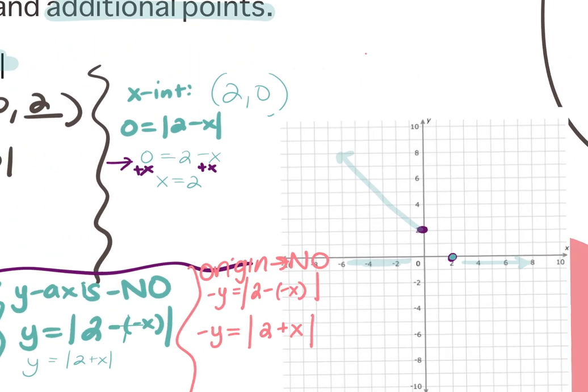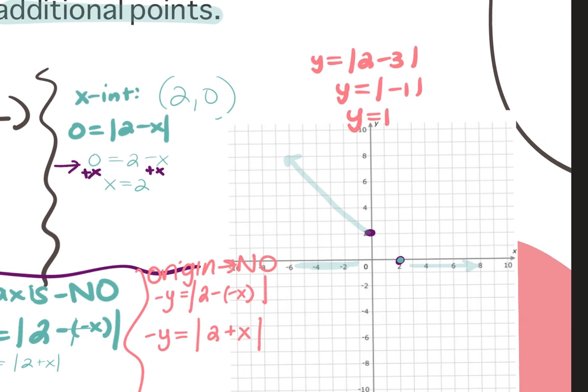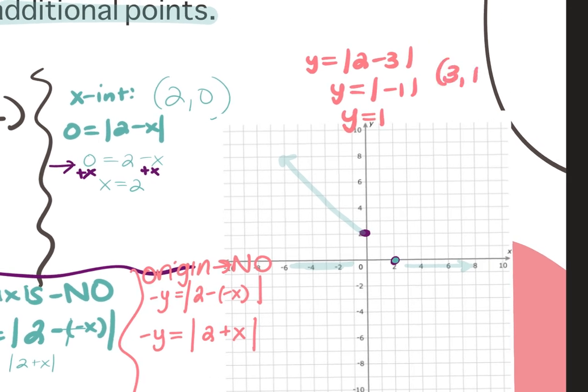I get y equals absolute value of 2 minus 3. y equals absolute value of negative 1. So y equals 1. So when we plugged in 3, we got 1. And now I know this graph has this overall shape.